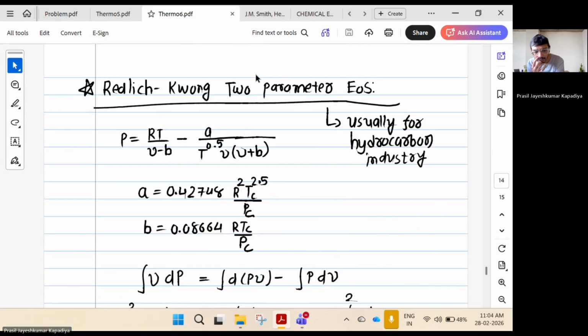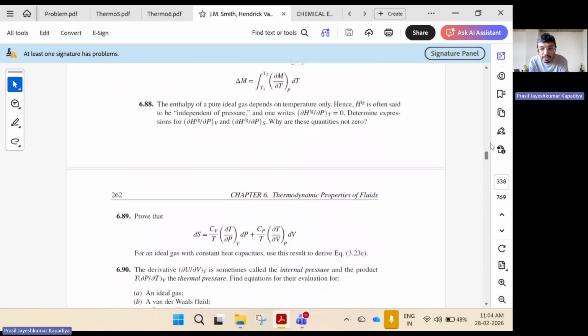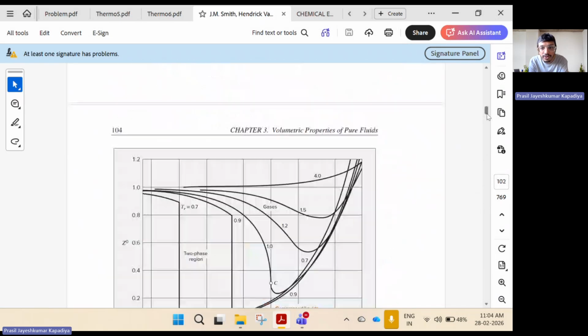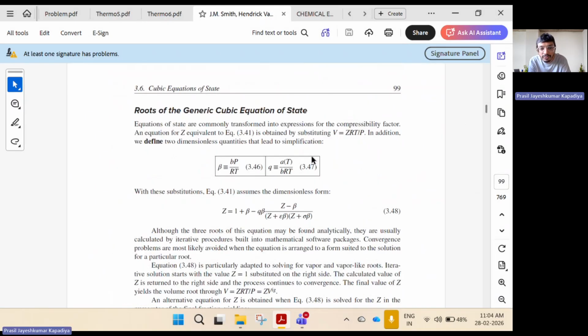Okay. Now, one of the most important applications of this is in hydrocarbon industries. In hydrocarbon industries, generally the Redlich-Kwong two-parameter equation of state is used to estimate the fugacities. So from the RK equation of state, this equation. I don't know if it is mentioned here the way I want. Yeah, this equation. Okay, it is not the way we want, but yeah, this is the equation.